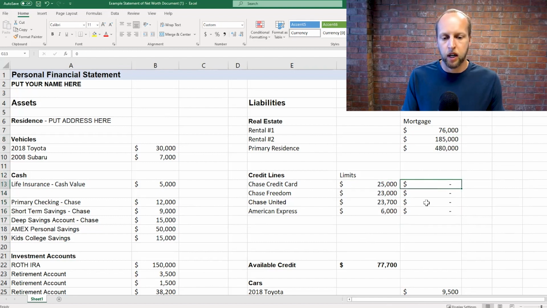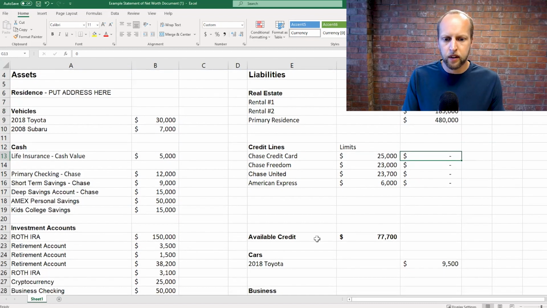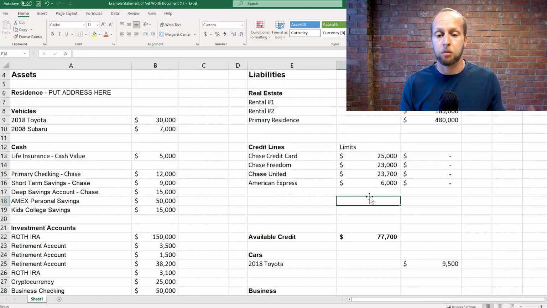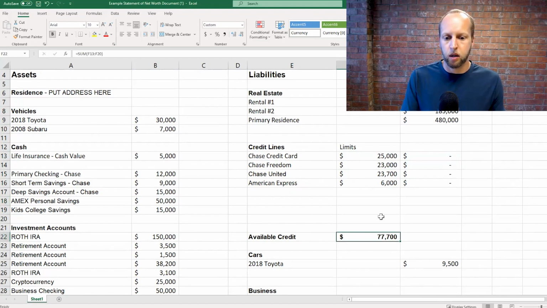So in this case, they pay off all their cards every month, so the balance is zero. But if you do have credit card debt, those balances would go here, and you would have that in the liability side. And then this is just a line to show how much available credit you have if you needed to basically tap all of those cards for some reason. Obviously, that would be a worst case scenario, but it's good to know what that number is.